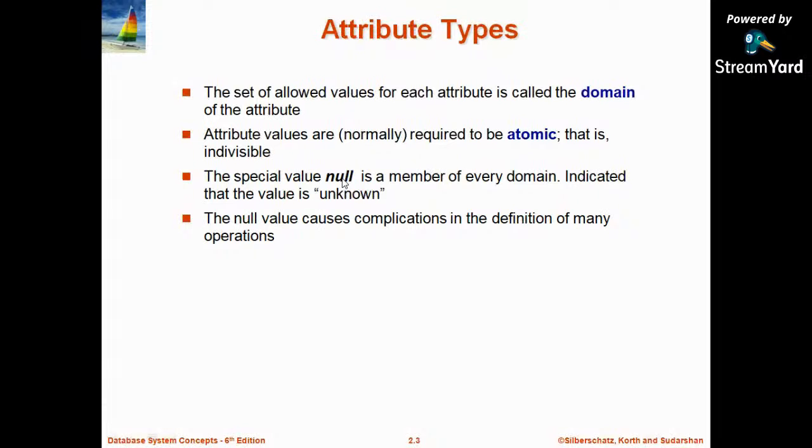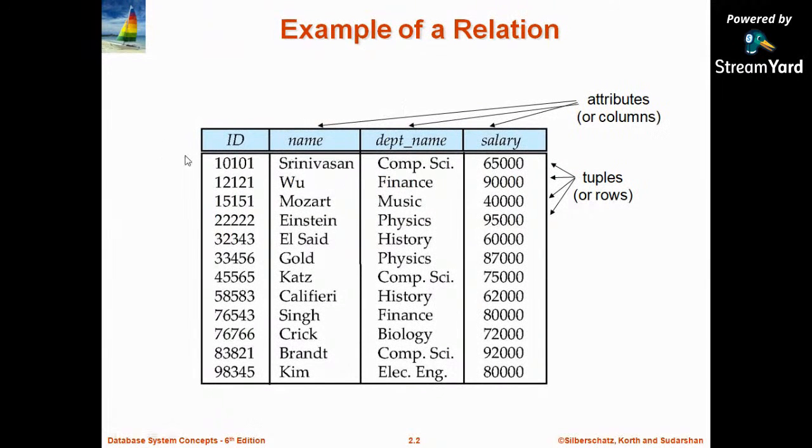Sometimes we do not get the value. For example, I do not know the name of a particular person, or I do not know the department name of a particular person. How should I represent the department name? Say I do not know the department name of Srinivasan. So I will store the null value because I do not know. So null values are allowed, and null values represent that the values are not present.